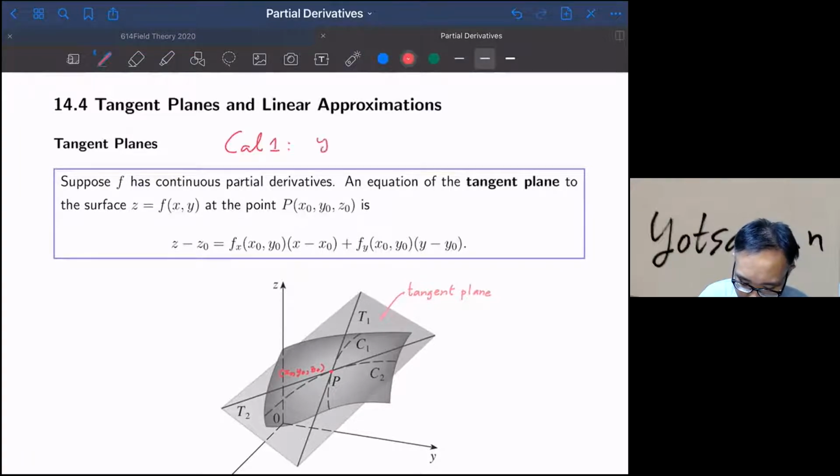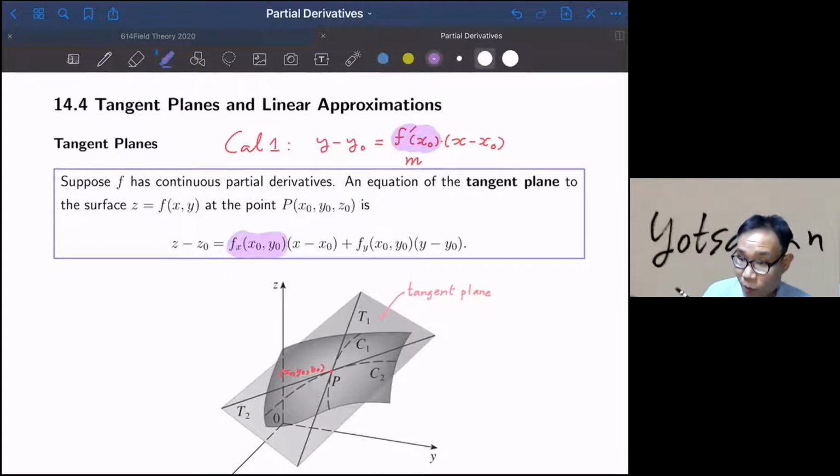your calculus 1 line is given in the form y minus y0 equals the slope, the derivative at x0, times x minus x0. So for calculus 1, you have this slope m. And for calculus 2, you have to take care of the slope given by two values, the slope with respect to x and the slope with respect to y. So you have two slopes, and when you multiply the slope with respect to x by x minus x0, and the slope with respect to y by y minus y0, this gives you the contribution of each component, the x component and the y component, and this gives you the equation of the tangent plane. This is just how to memorize the meaning of everything.